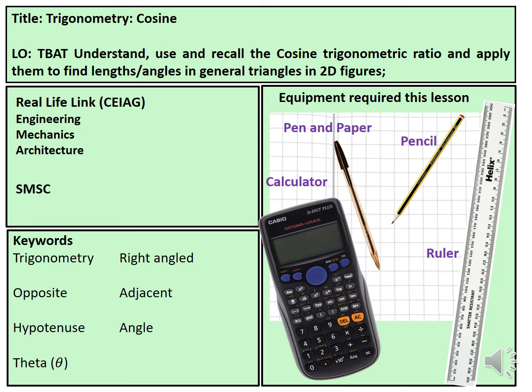Alright guys, this is lesson 3 on trigonometry, and in today's lesson we're going to find the cosine trig ratios and apply them to find the lengths and angles in a right angle triangle.